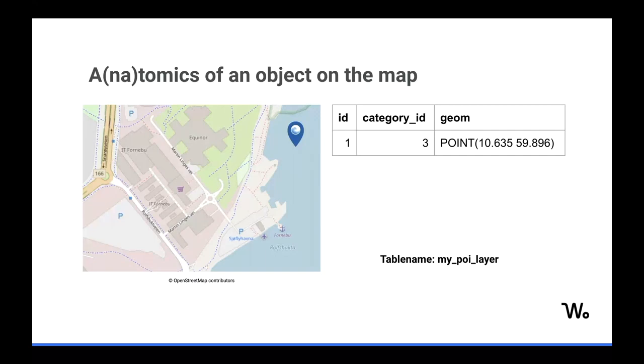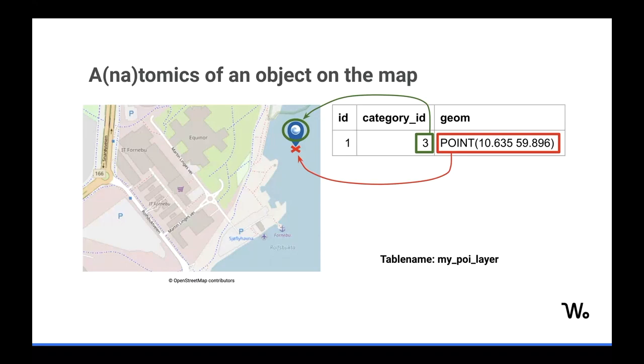And in this example, we've added our first row to the My POI layer table. POI is, by the way, an acronym for point of interest. The row entry has a category ID column, and we can use the value in this column for choosing which icon we should place on the map. In this example, category ID 3 represents points related to water.